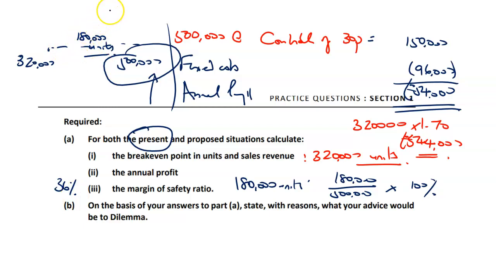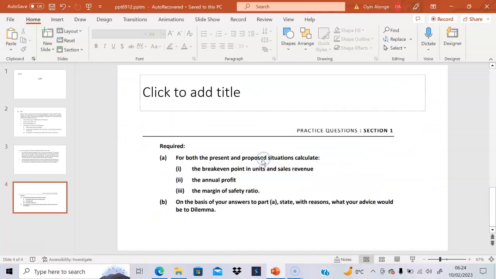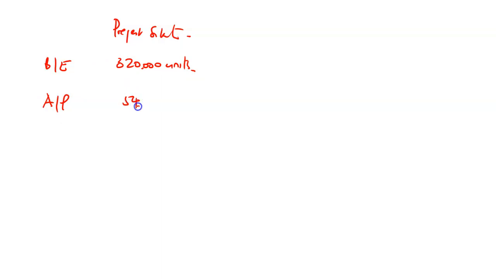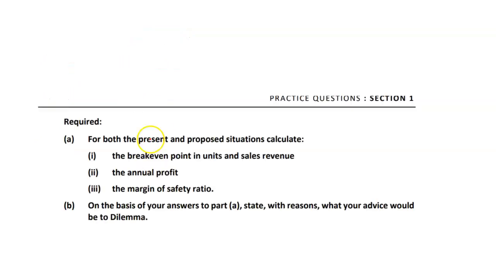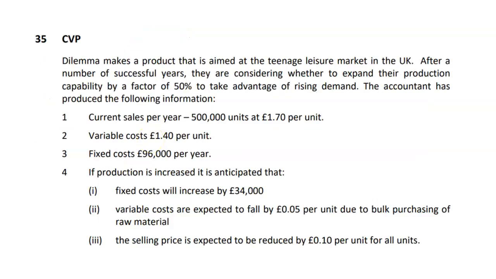So let's put this in a table, because we're going to go ahead and do the new situation and then compare, right? Let's just get all of this data somewhere that we can have. So we're going to put present situation, break even 320,000 units, and annual profit 54,000, and margin of safety 36%. Okay, cool, great. So let's come back here and look at the new situation.